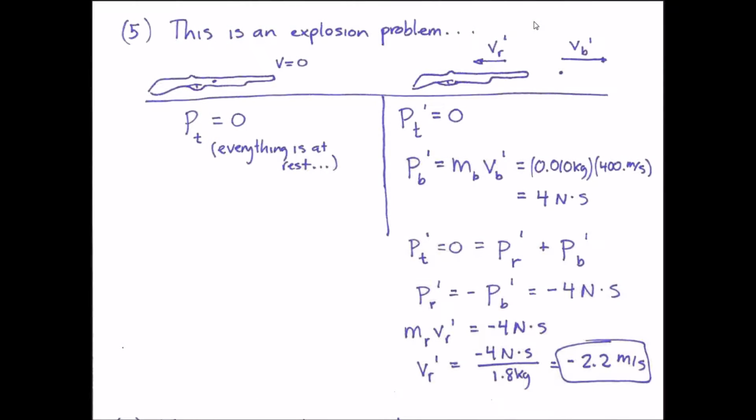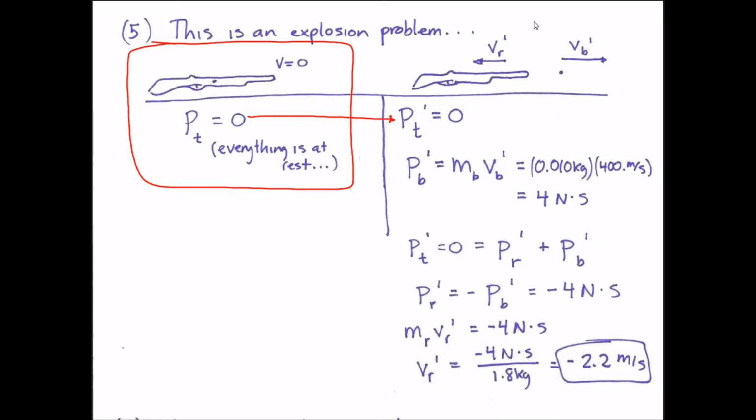Okay, so number 5 on Momentum 2 is an explosion problem. The problem basically talks about a rifle that is firing a projectile, and that firing process constitutes an explosion. When you look at this problem, you can see that both the bullet and the rifle were at rest at first, which means that the initial momentum of the system is 0. The law of conservation of momentum then basically just says that total momentum is the same afterwards too.